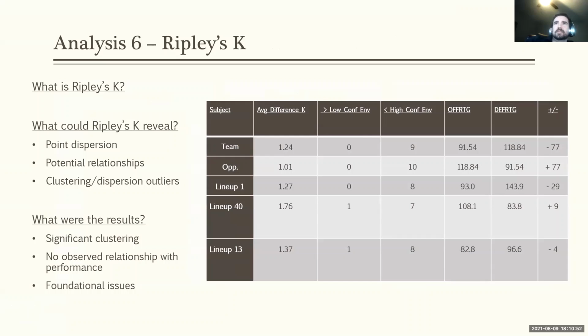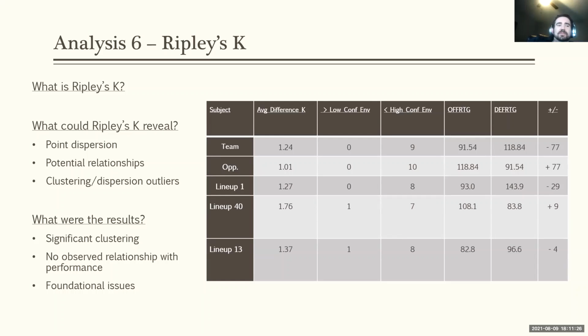Next, I ran Ripley's K on the point data. For this analysis, I wanted to see if there's any relationship between clustering, significant clustering or dispersion, and offensive rating. I expected all the shots to be very clustered because the shots are going to be clustered near the basket. Teams run plays to get shots in specific areas. So the fact that everything was very statistically significant on clustering wasn't a surprise, but I couldn't really identify any relationship between clustering and offensive rating.